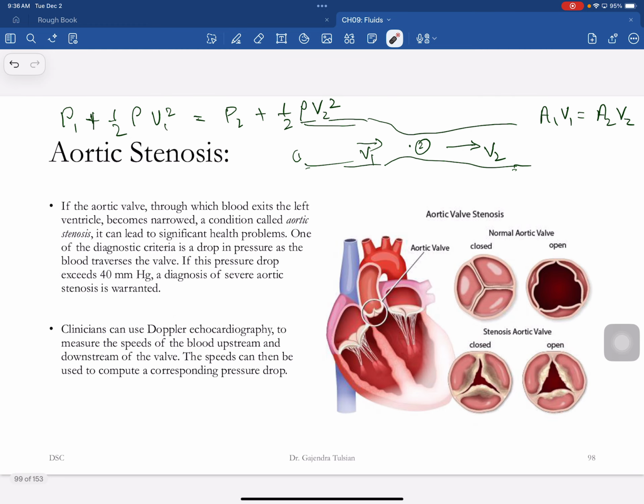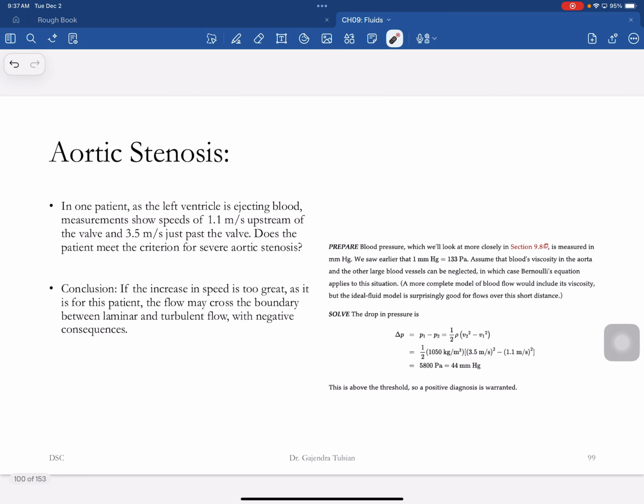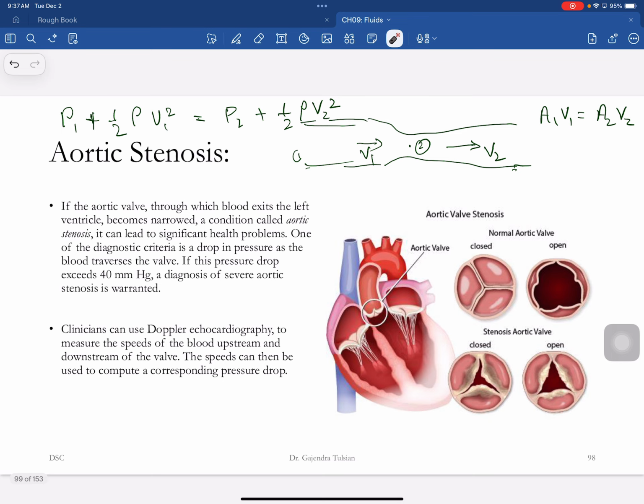All right, so the speed here is 1.1 meters per second. The speed here is 3.5 meters per second. And so using this equation, you can calculate the pressure difference. So one of the diagnostic criteria is a drop in pressure as the blood traverses the valve. If the pressure drop exceeds 40 millimeters of mercury, diagnosis of severe aortic stenosis is warranted. That means your valve is diseased.